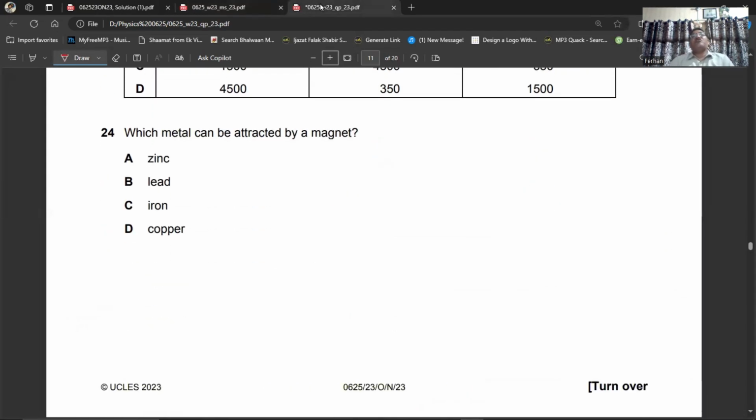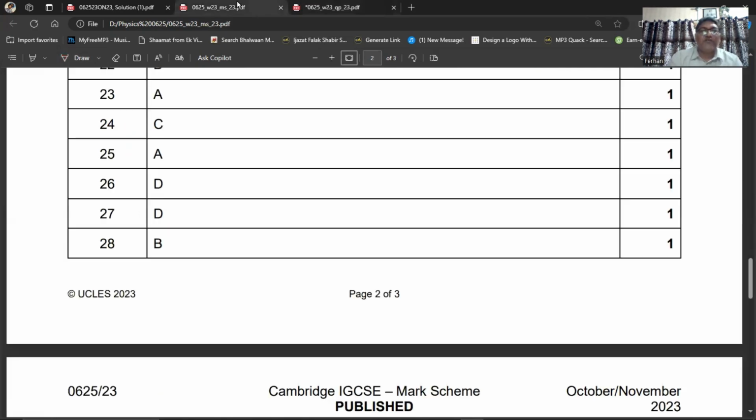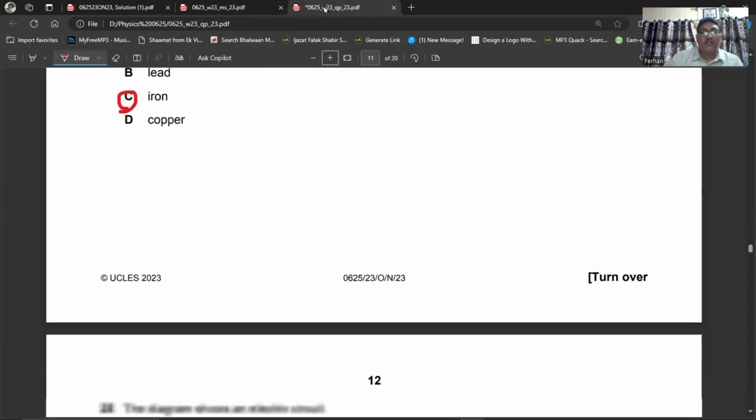Question number 24, he says, which metal can be attracted by a magnet? The famous metal which is attracted by the magnet is iron, without doubt. Question number 24, C is the right option, sir.